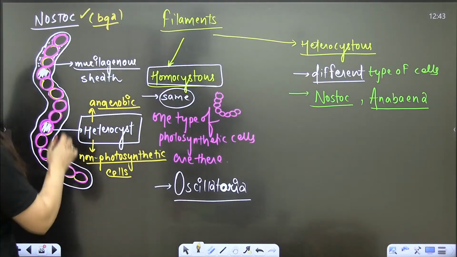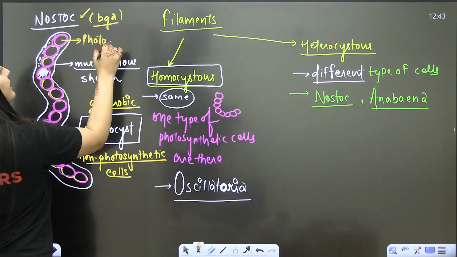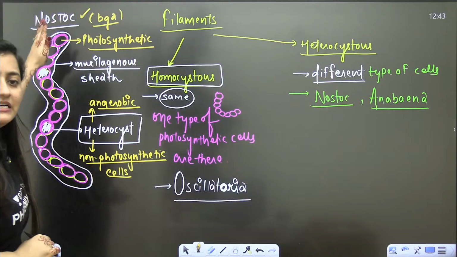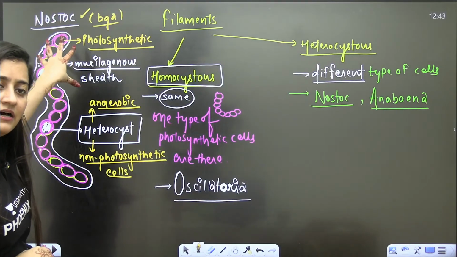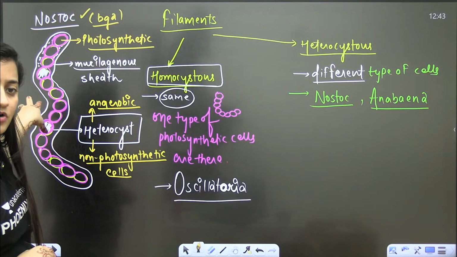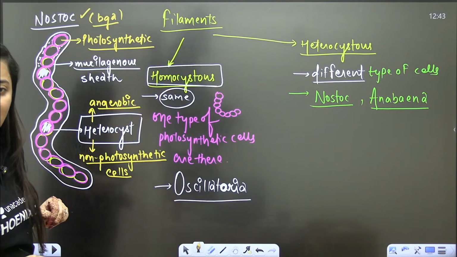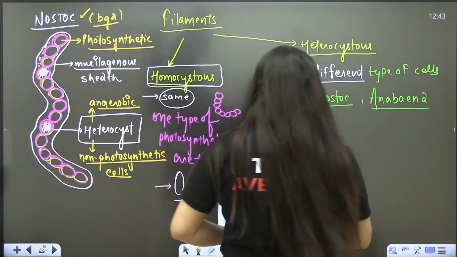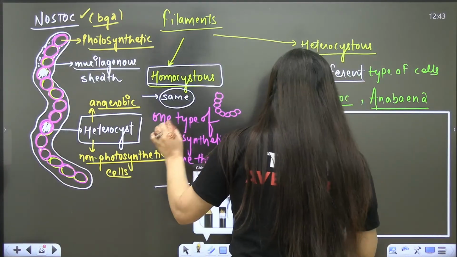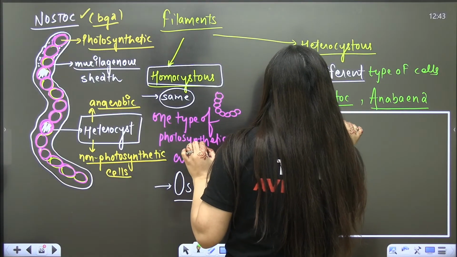Photosynthetic. This cell here is photosynthetic. So in any algae, or any cyanobacteria, if different types of cells are there, some photosynthetic, some non-photosynthetic, we are calling it heterocyst. So you should know about the heterocyst. That is important. You should write a short note on heterocyst, what a heterocyst is.